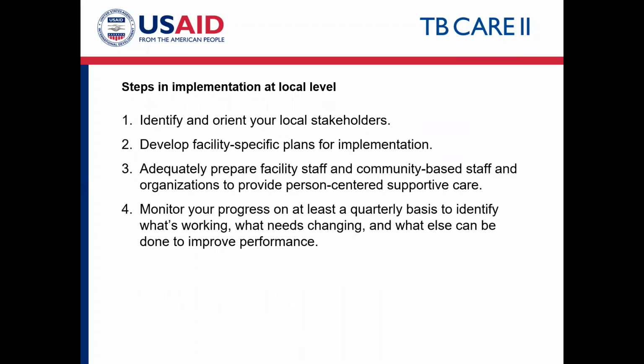We're really going to focus on these 4 steps in implementation at a local level today. And the first one is identifying and orienting your own local stakeholders. So you need buy-in from the people who are going to be implementing this and making decisions about allocating resources for a supportive care package. And that's the first step in the process at any level, whether it be national or down to your facility or community level. Then you develop a facility-specific plan for implementation.